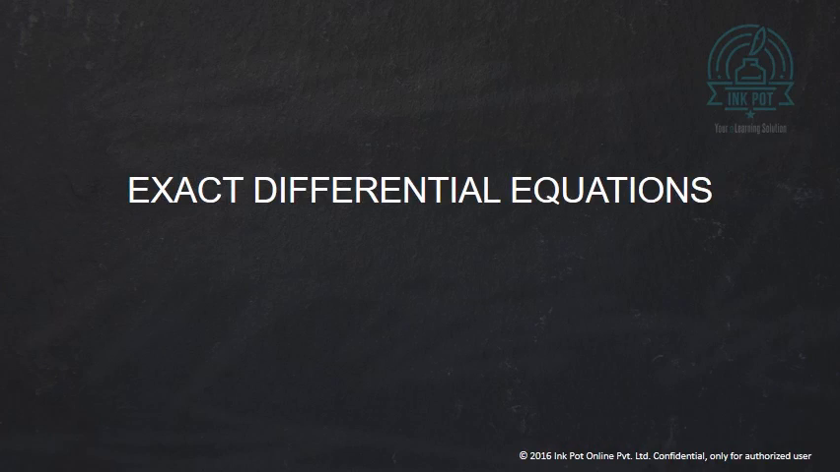We shall look at the criteria for exactness, that is, a necessary and sufficient condition for an equation to be exact, and look at some of the examples and how to solve such types of equations. So let's start with exact differential equations.